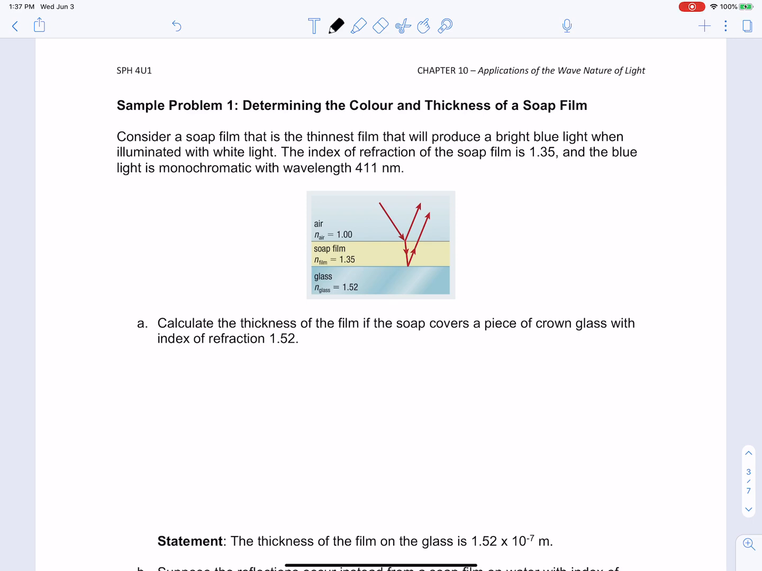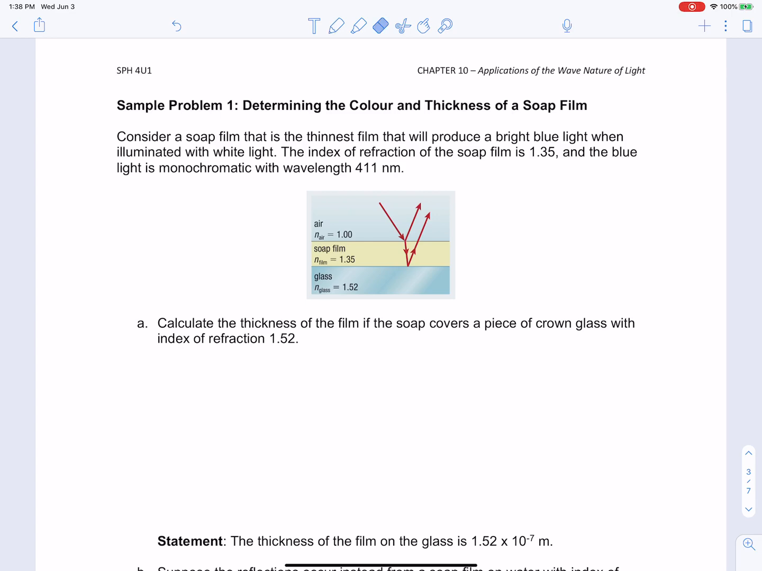Sample problem number 1. Consider a soap film that is the thinnest film that will produce a bright blue light when illuminated with white light. The index of refraction of the soap film is 1.35, and the blue light is monochromatic with a wavelength of 411 nanometers. Let's collect all the information that we know.